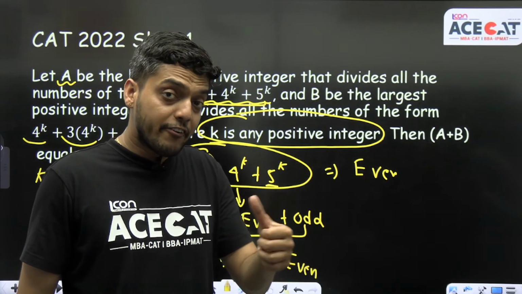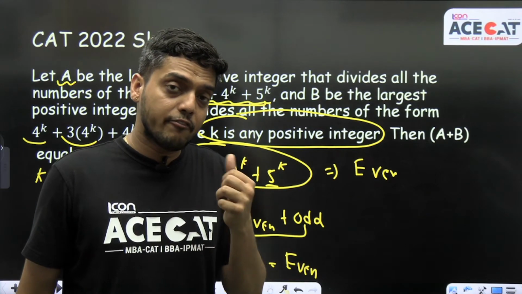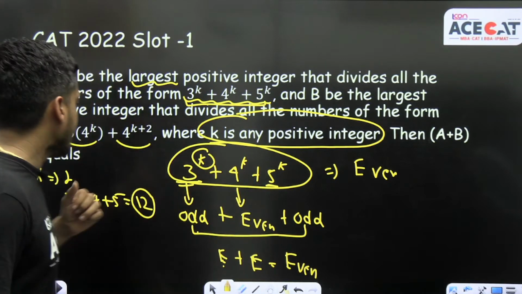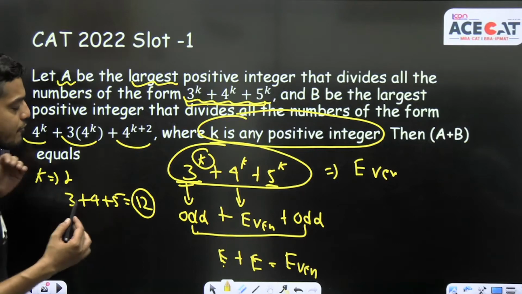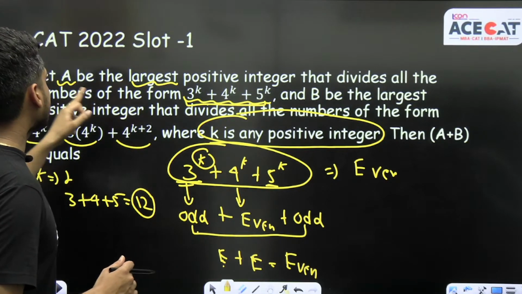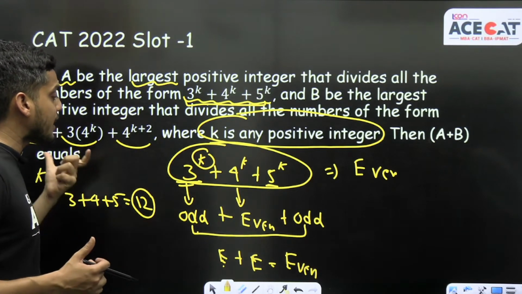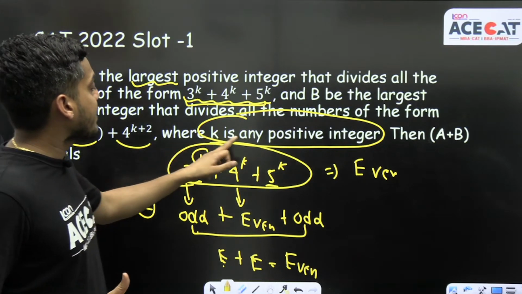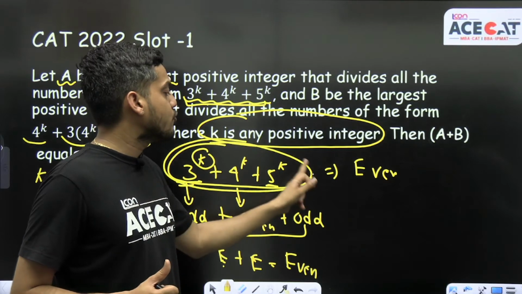No. One more value is possible, beta. That is what, guys? Not k equal to 4, a equal to 4. I have told about the largest positive integer. So can I assume the largest positive integer that can always divide this expression is 4? No.